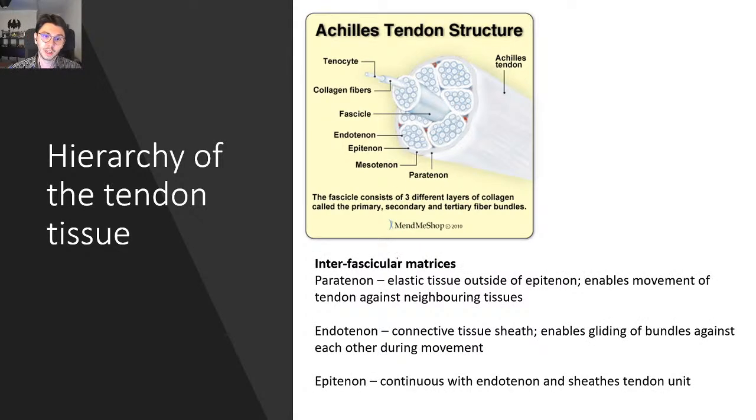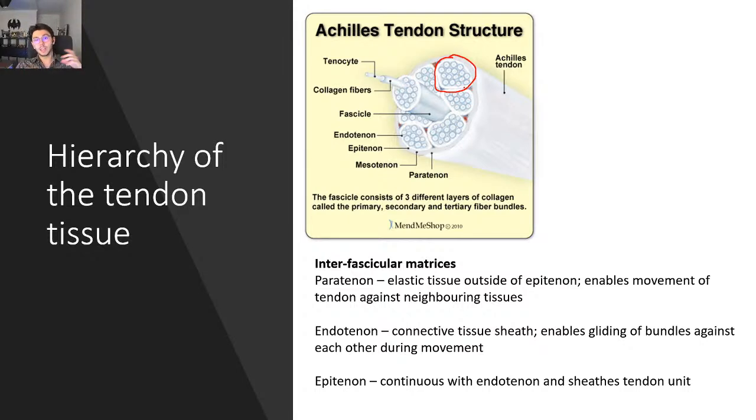So let's talk about the interfascicular matrices. So these are quite important. So you have the fascicles themselves. So this here is the fascicle, right? But between the fascicles, we have these matrices. Matrices are just a fancy way of saying tendon tissue. So these matrices, what they essentially do is that they help with the gliding, right?